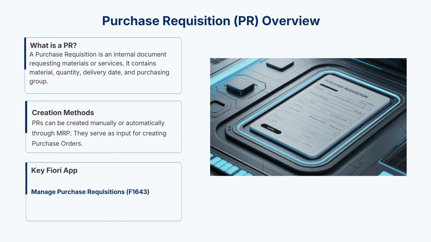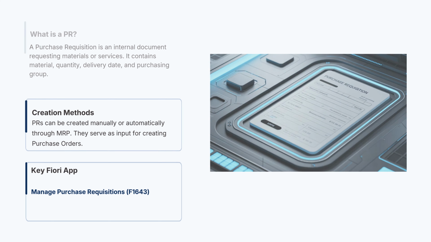Purchase Requisition, PR Overview. A purchase requisition is an internal document requesting the purchase of materials or services. It defines what to buy, when to buy, and in what quantity. PRs can originate automatically through MRP or be entered manually by departments. They act as controlled requests awaiting sourcing and conversion. Key Fiori app: Manage Purchase Requisitions, F16043.